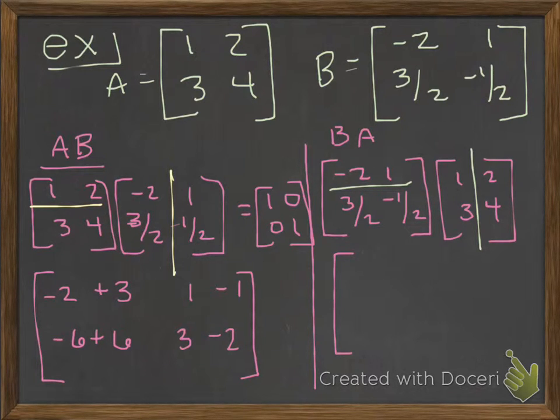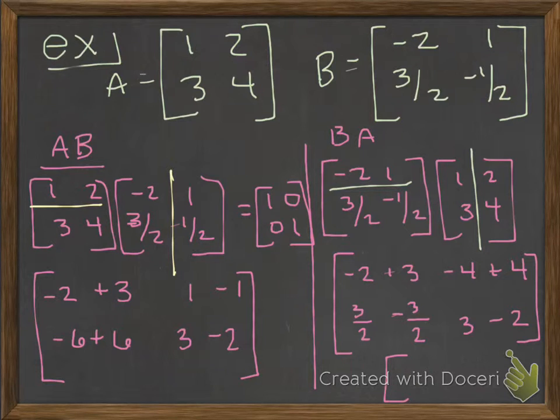So row 1, column 1, negative 2 times 1 is negative 2. 1 times 3 is 3. Row 1, column 2, negative 2 times 2 is negative 4. 1 times 4 is positive 4. Row 2, column 1, so 3 halves times 1 is 3 halves. Negative 1 half times 3 is negative 3 halves. And on our last spot, row 2, column 2, 3 halves times 2 is 3. Negative 1 half times 4 is negative 2. So when I add this all together, I get 1, 0, 0, 1.